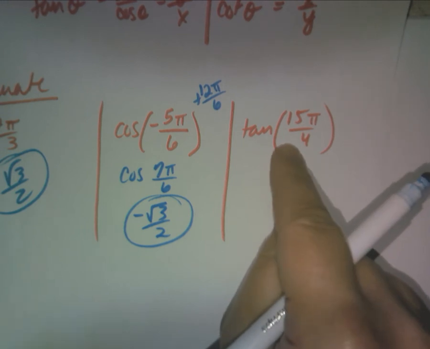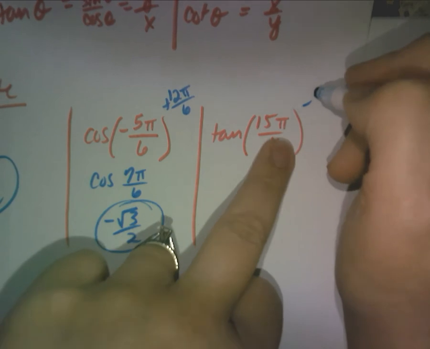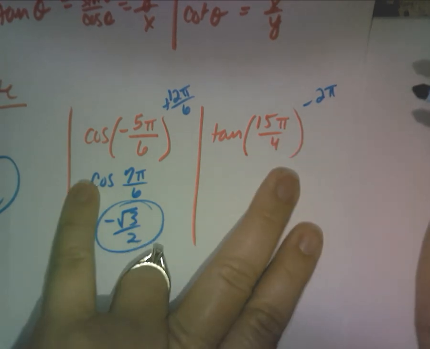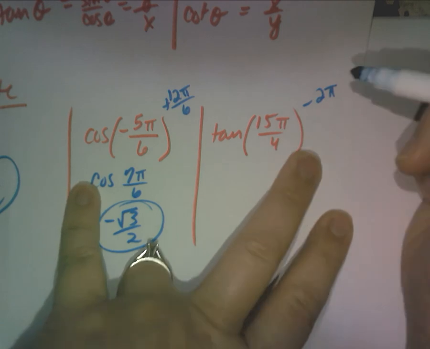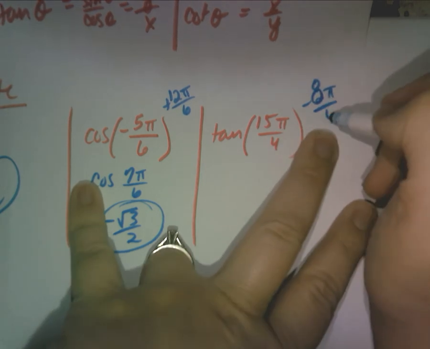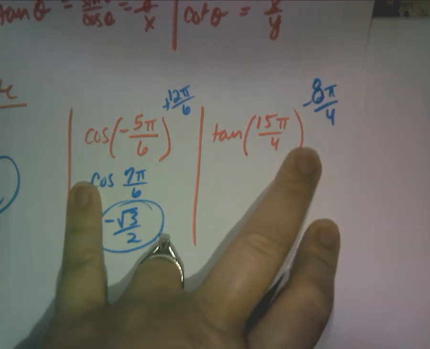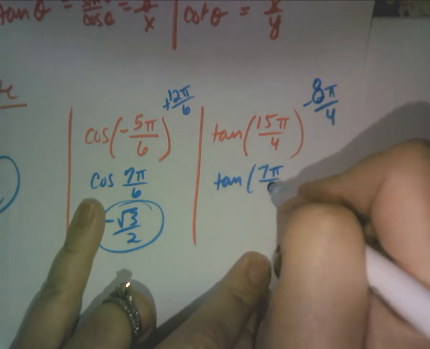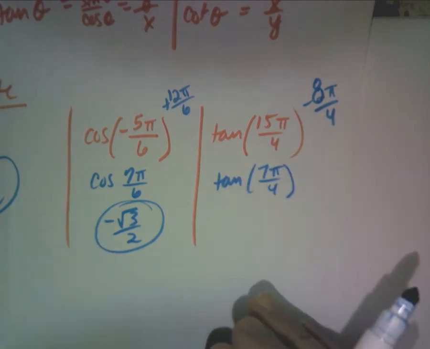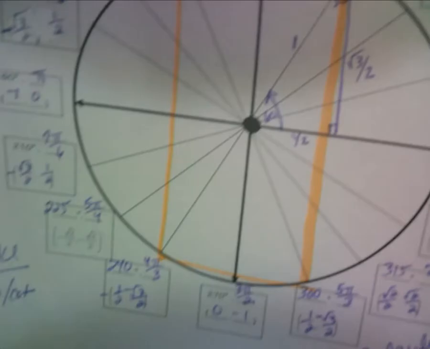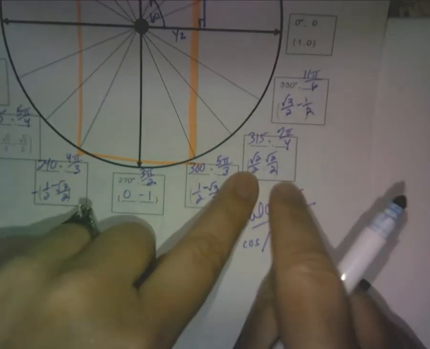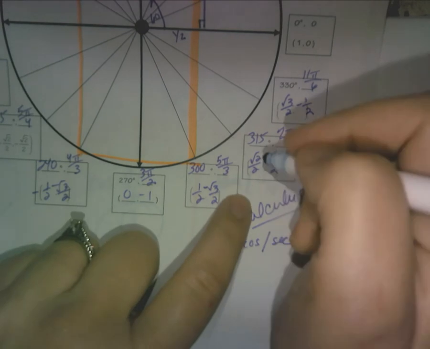I'm going to take away 2 pi. But really, when I take away 2 pi, what am I really taking away if it has a denominator of 4? 8 pi over 4. So what's 15 pi minus 8 pi? So what is the tan of 7 pi over 4? Well, if I go to 7 pi over 4, tan right here would be, oh, look at that. I didn't even put a negative.